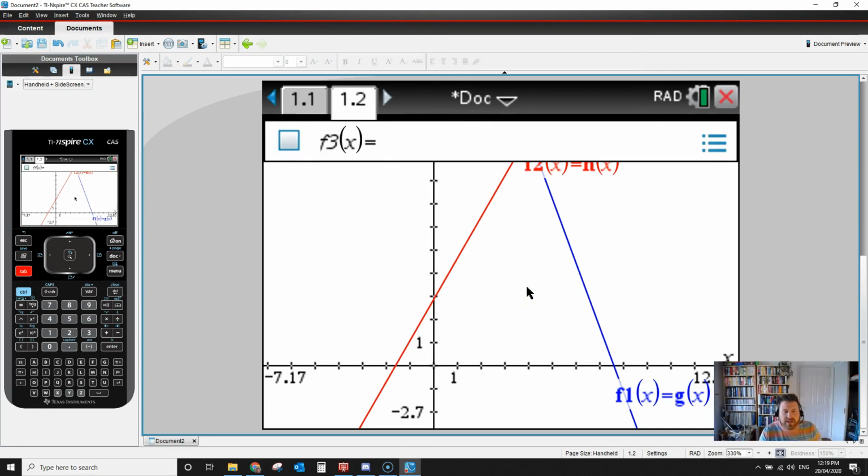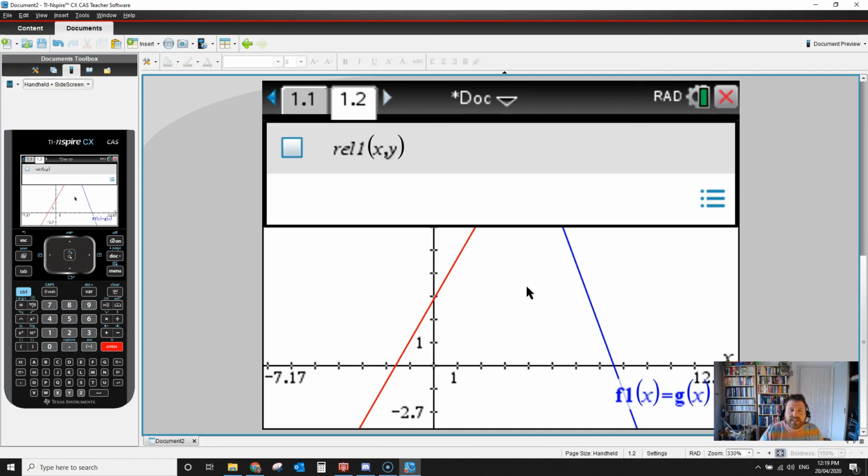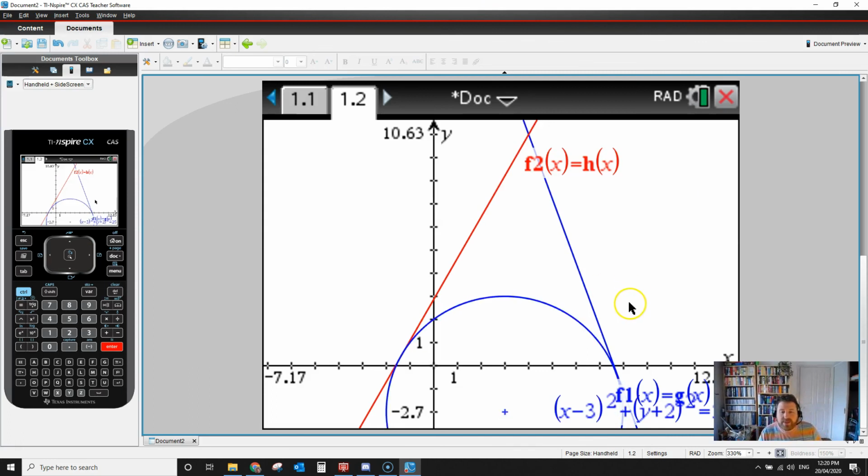Now, you'll notice that this way of entering is assuming that what we have here is a function. We don't have a function. We have a relationship. So what you need to do is hit backspace, and it brings up a bunch of options other than functions. It brings up inequalities, but it also lets you put in a general relation. So that's just going to let you put in any old equation. So here we can put in x minus 3 all squared, and we hit enter, and it comes up on there.